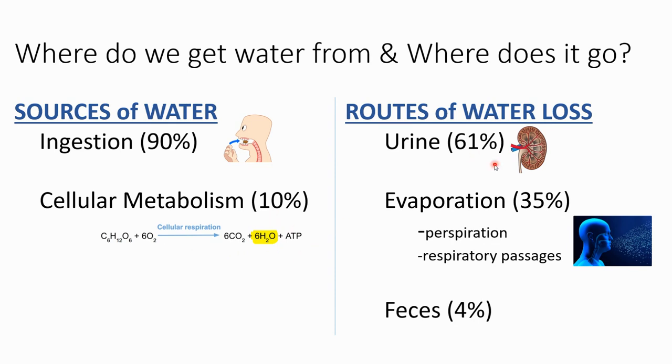Now, where do you get rid of water? Well, the kidneys are going to get rid of the majority of it, 61%. You do lose some through perspiration, and your respiratory passage is about 35%. So a pretty good amount.